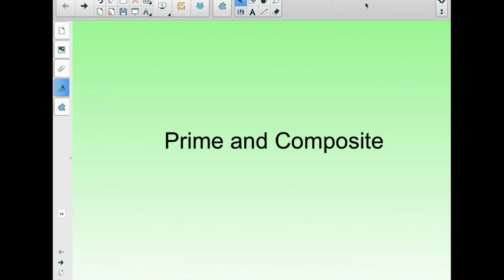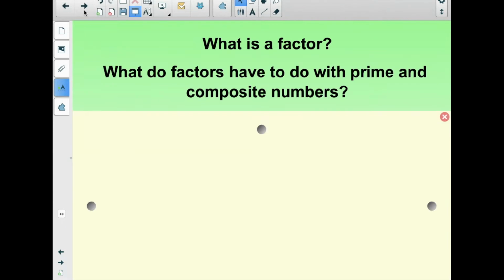Hey everyone, for this video we're going to focus on prime and composite numbers. The first thing we need to do is review what a factor is and what factors have to do with prime and composite numbers.